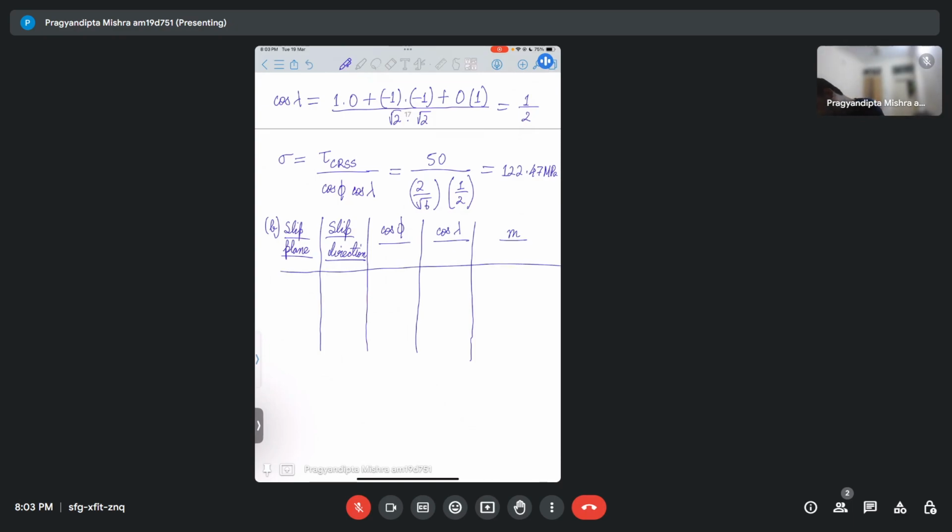So first we'll have the 1, 1, 1 plane. There will be 3 slip directions in each plane for FCC, right? So 0, 1 bar, 1 would be one slip direction. Essentially you will have to find each slip plane and slip direction and test for each one. You will have 1 bar, 0, 1, and then 1 bar, 1, 0. So these are the 3 slip directions. Your cos phi will be the same because it's the same slip plane.